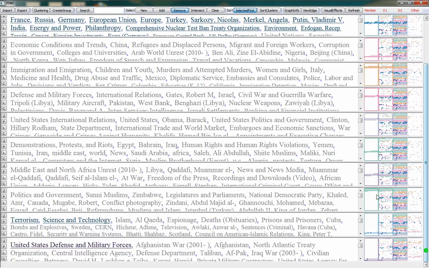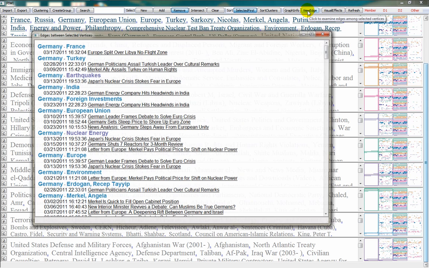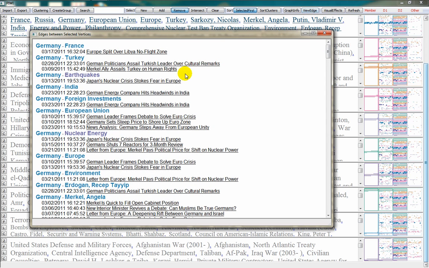The user clicks the View Edge button to examine edges among the selected vertices. From this window, she finds interesting articles such as one titled, "Japan's Nuclear Crisis Strikes Fear in Europe."